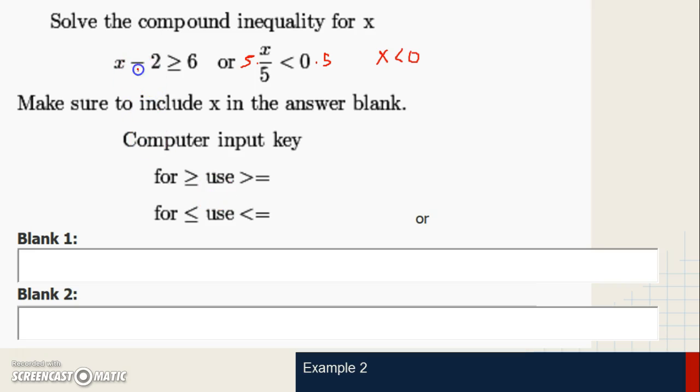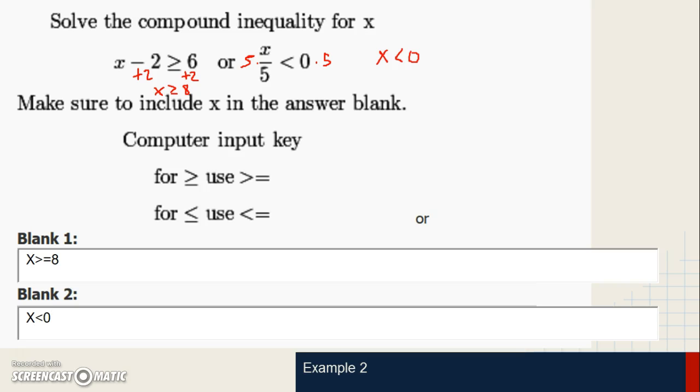And then over here we'll go ahead and add 2. So x must be greater than or equal to 8. And we'll go ahead and put these in our blanks down here. So in our first blank, x is greater than or equal to 8. And in our second blank, we'll enter x is less than or equal to 0.